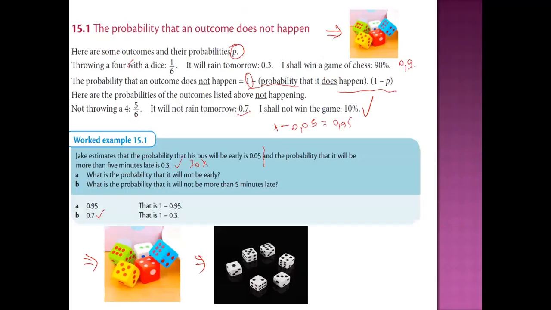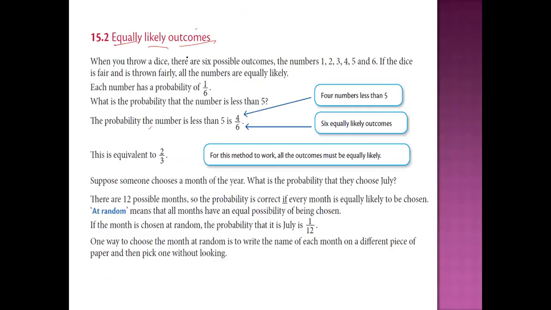I want to show the types of dice. As you see here, two types of dice, and here also a third type of dice. When you throw a dice, there are 6 possible outcomes, the numbers 1, 2, 3, 4, 5, and 6, because it has 6 different sides. If the dice is fair and is thrown fairly, all the numbers are equally likely.